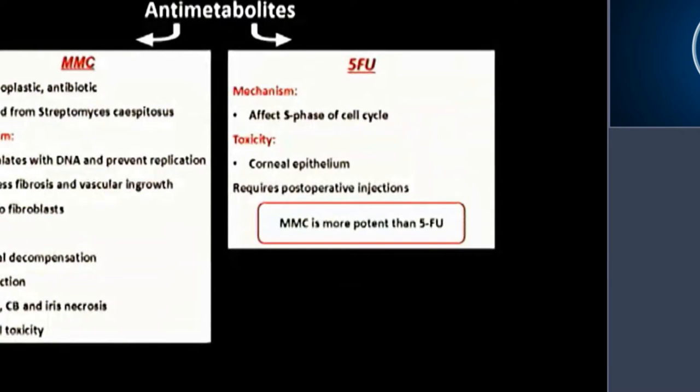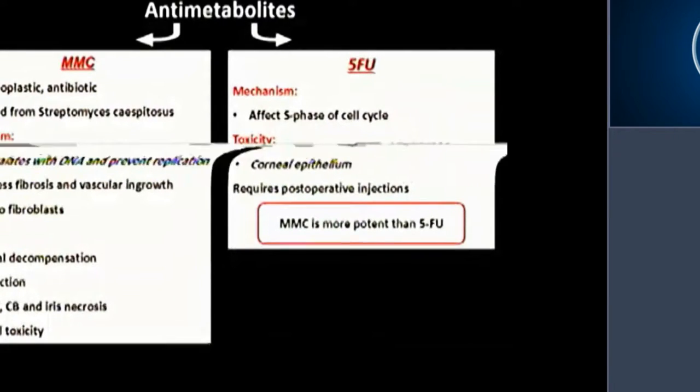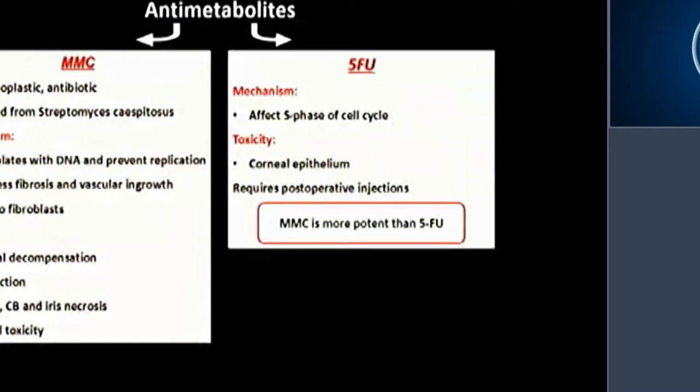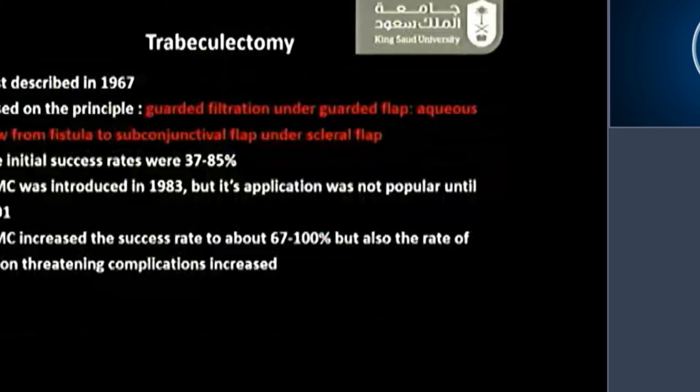It can cause anterior chamber inflammation. It has scleral, ciliary body, and iris necrosis effects as well, and it can cause retinal toxicity upon leakage to the intraocular tissue. 5-FU, on the other hand, affects the S phase of the cell cycle. It's toxic to the epithelium and requires several postoperative injections, compared to few postoperative injections while using mitomycin C. However, remember that mitomycin C is far more potent than 5-FU.